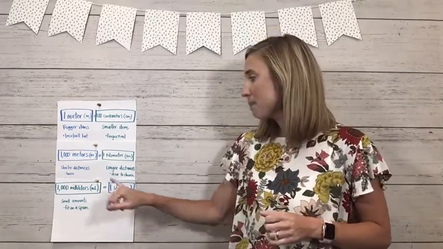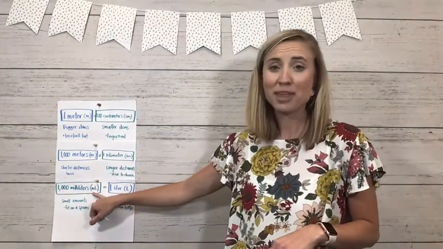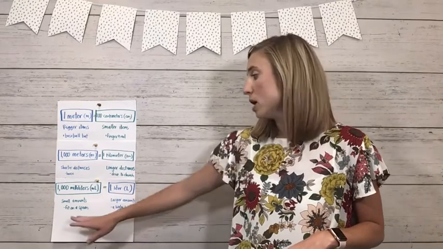So a milliliter is very small and a liter is much larger. What we need to know is it takes 1,000 milliliters to equal 1 liter. And our abbreviation for milliliters is a lowercase m with a capital L, and then liter is just a capital L. Now, some examples for you.